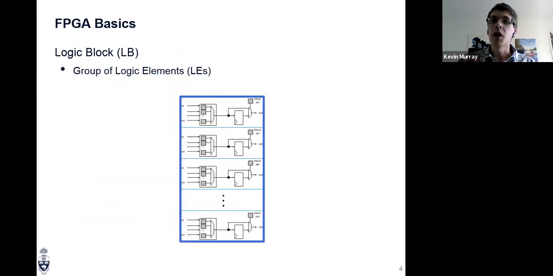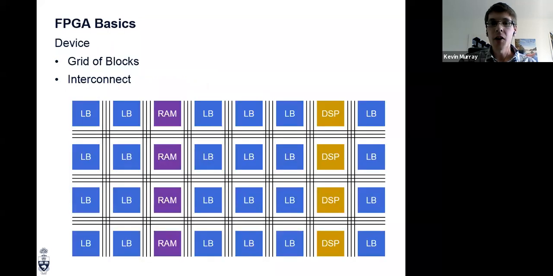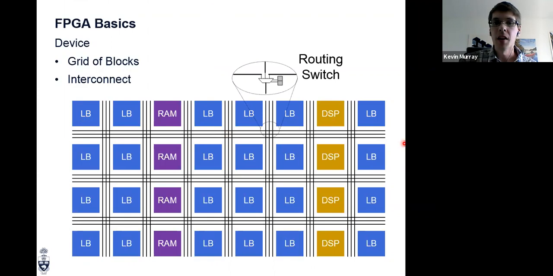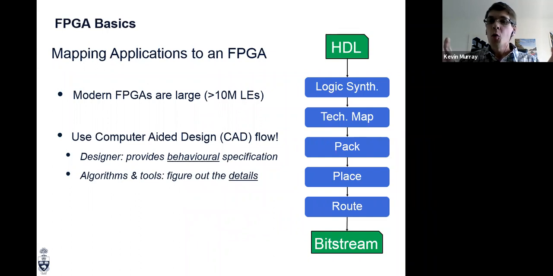Once we have that basic logic element, in the FPGA architecture, these tend to be grouped together into logic blocks, so a collection of logic elements. And then these get tiled out onto the actual FPGA device grid. So we have a grid of logic blocks and potentially other blocks like RAM blocks or DSP blocks, along with interconnect wires that go between them and interconnect them. And these interconnect wires have routing switches that we can configure to connect these different blocks together. So that's at a high level the FPGA hardware.